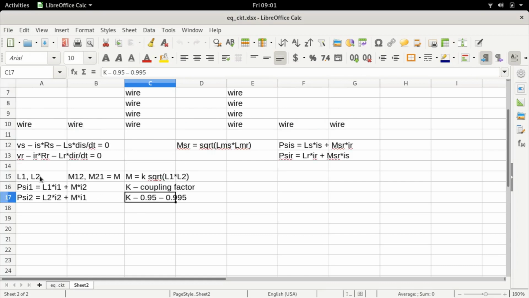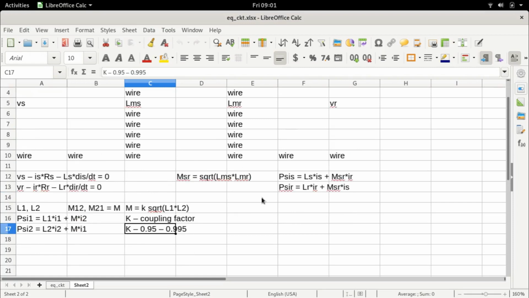So now that we have these inductance, self-inductance and mutual inductance, we can write the flux linkage for the two windings in this particular manner. That is, the flux linkage of winding 1 is L1 into I1 plus M into I2. That is, the current flowing in the winding due to the self-inductance of the winding plus the current flowing in the associated winding multiplied by the mutual inductance. And the same goes for the other winding as well.